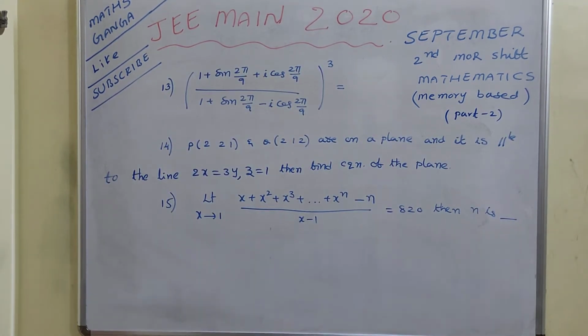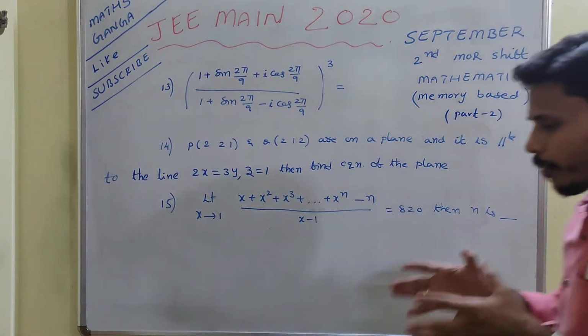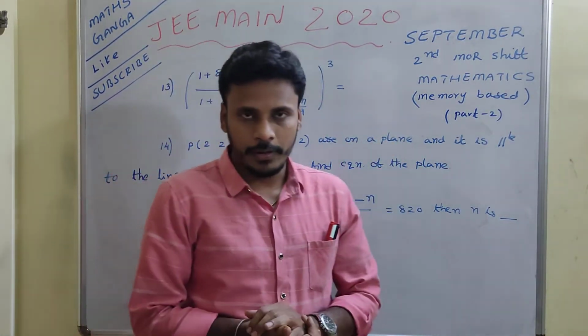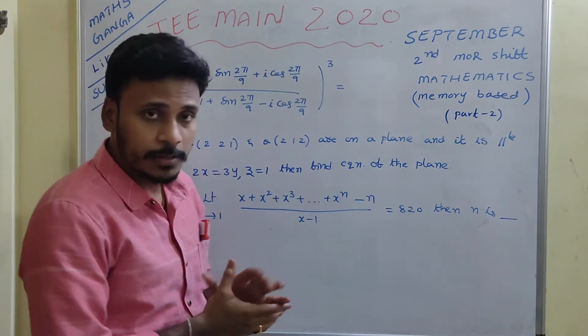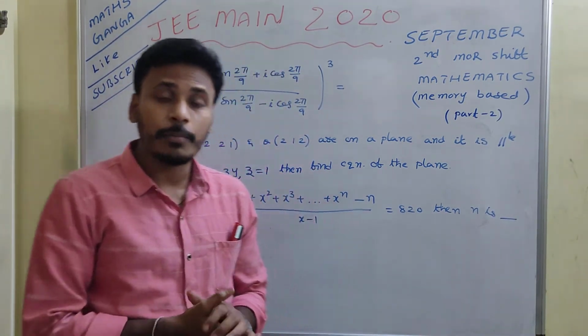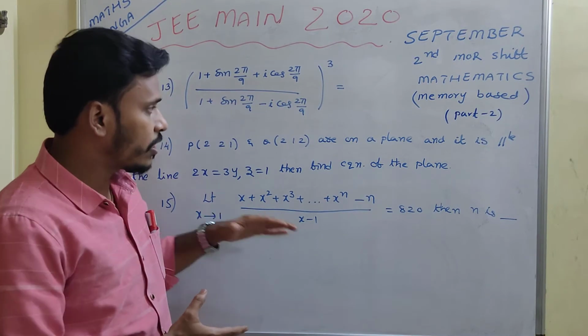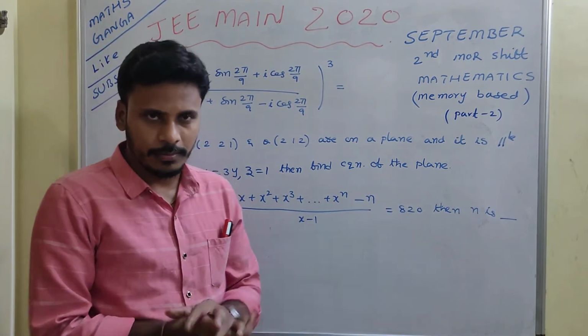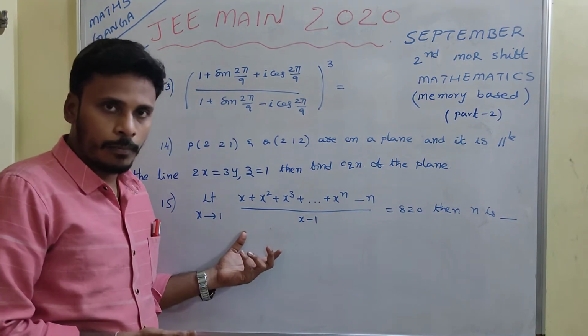And now I have 3 more questions on the board from the JEE Main 2020 September 2nd morning shift paper. As I mentioned, this is a memory based paper, and because of the space and because of the time, I am not mentioning the options on the board. Now I have 3 questions and all these questions are very simple. Just have a look. 15th problem, right?